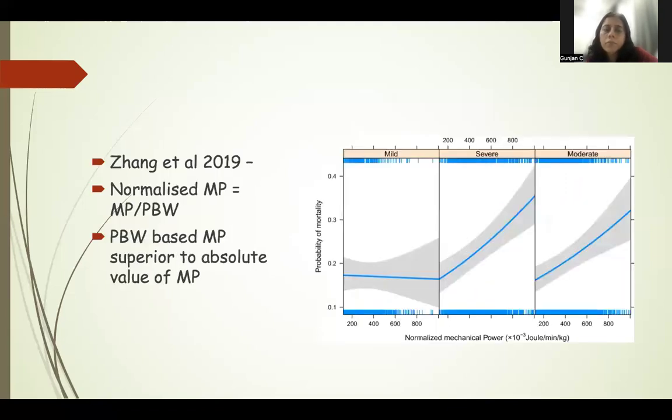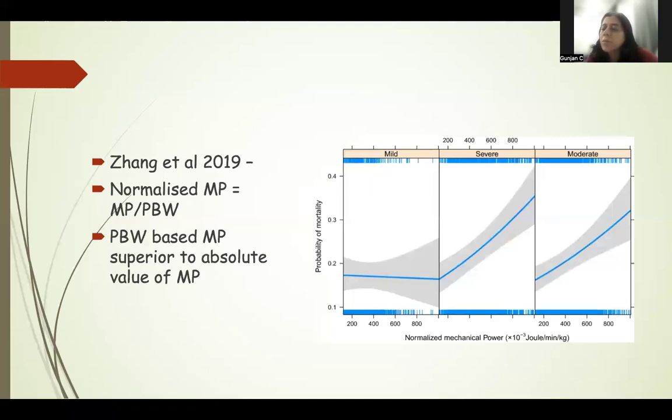And then, since we talk a lot about everything per weight, Zhang et al. decided to look at mechanical power per predicted body weight. We can't look at an absolute number of mechanical power; we need to divide it by the predicted body weight. He called this normalized mechanical power. When we look at predicted body weight based mechanical power, it is superior to the absolute value of mechanical power.